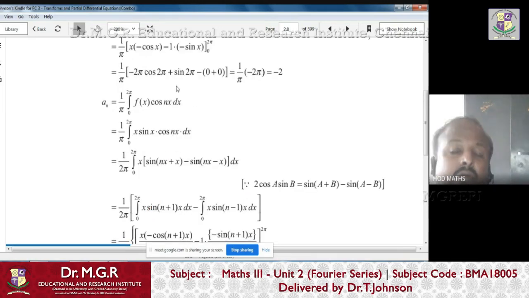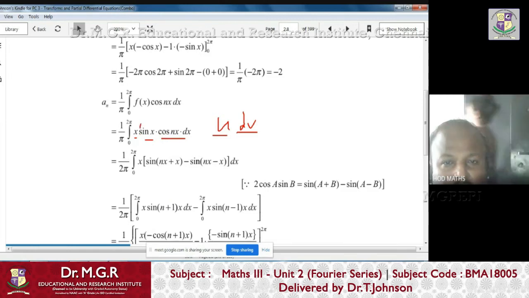Now how to evaluate this, right? The main problem is not the concept, because the concept is very simple and the formula is also very simple. The thing is you should know basic integration methods and also some trigonometric formulas. For example, here you can see there are three functions. x is one function, sine is another function, cos is another function. So here you can't even use the UDV rule, because for the UDV rule you need only two functions, but here we have three functions.